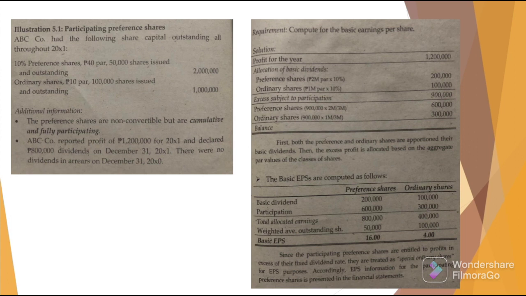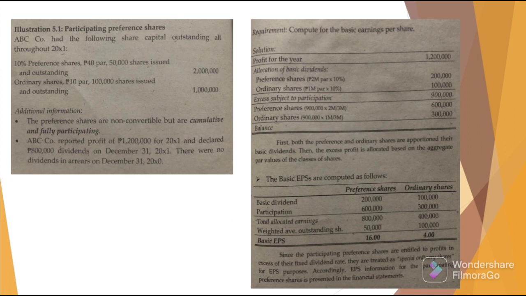Sa basic earnings per share, magiging dalawa yung sagot. Basic earnings per share ng preference shares and ordinary shares. Yung nakuha nating basic dividend and participation sa dalawang shares is papag-plus lang natin. For preference shares, merong basic dividends na 200,000 and participation of 600,000. That would be equals to 800,000. For the ordinary shares naman, ang basic dividend niya is 100,000 and for the participation, ang nakuha natin kanina is 300,000. Ipag-plus mo, magiging 400,000.